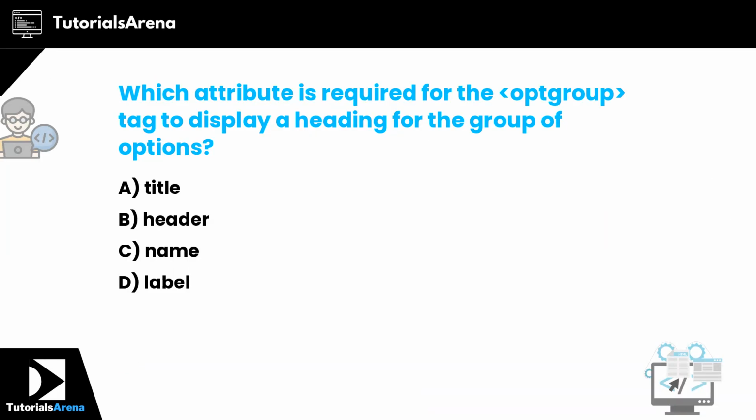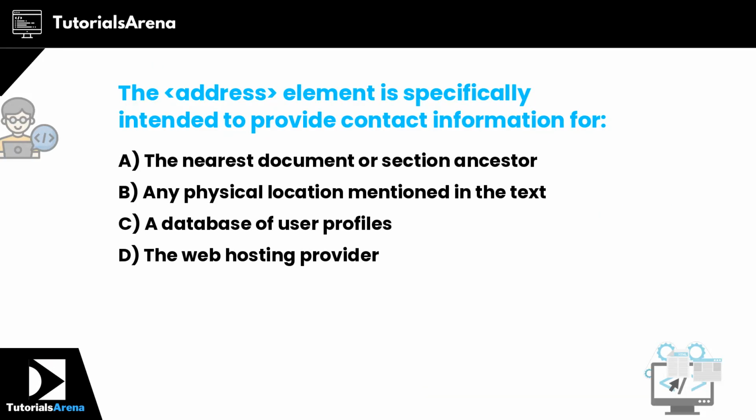Which attribute is required for the optgroup tag to display a heading for the group of options? The correct answer is option D, label. The address element is specifically intended to provide contact information for. The correct answer is option A, the nearest document or section ancestor.